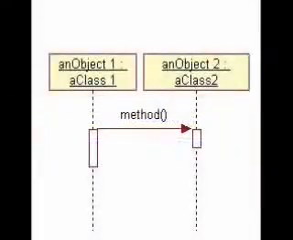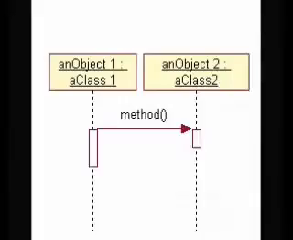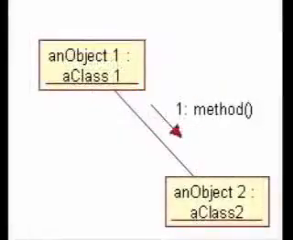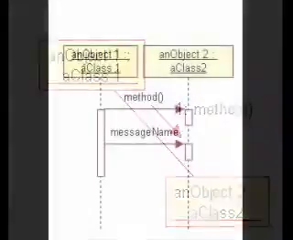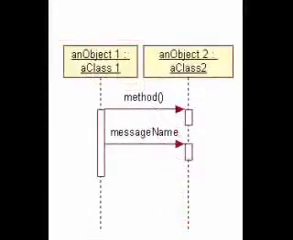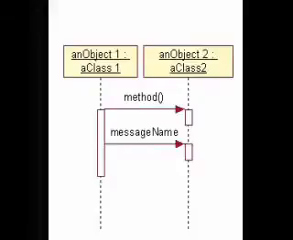In sequence diagrams, an arrow between two lifelines represents a message. In this slide, the method is the message sent to the object named object 2. In collaboration diagrams, an arrow between two objects represents a message. Each message must be labeled with at least a message name.